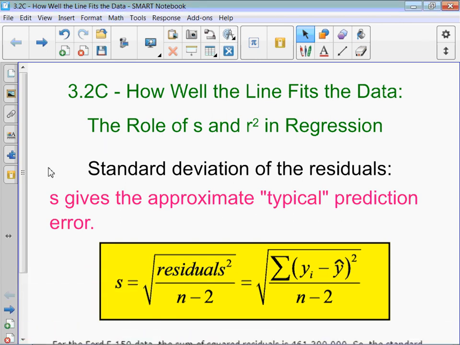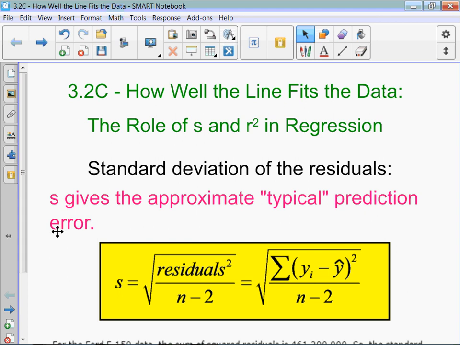We're going to learn about S and R squared today. S is the standard deviation of the residuals, which means it's giving you the typical prediction error. In other words, if you look at the graph and you find a residual, which is the distance from the point to the graph, this is going to be how far off your points typically are from that prediction line.